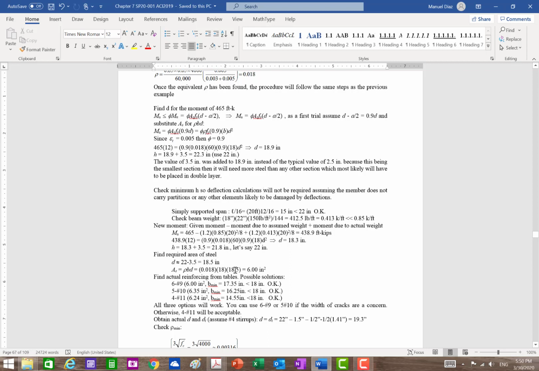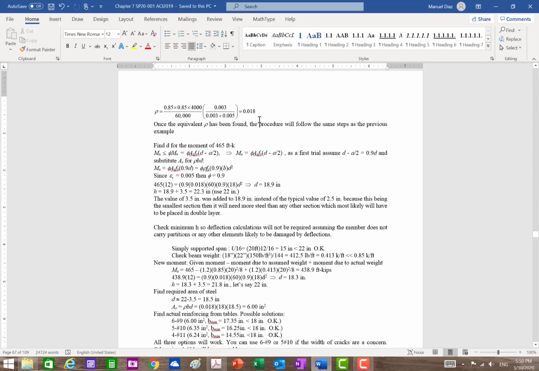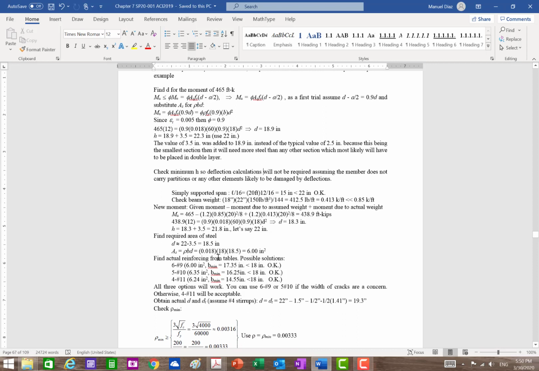So this approximate area I'm getting here is based on my raw maximum. I had to use this value because that's the value I found, right? So I have to use this value. Don't change that value. Okay, this is the value of your rho. So we got that, multiplied by b, multiplied by d, it gives me 6. Okay, with that, I go to my tables, and I have different options.